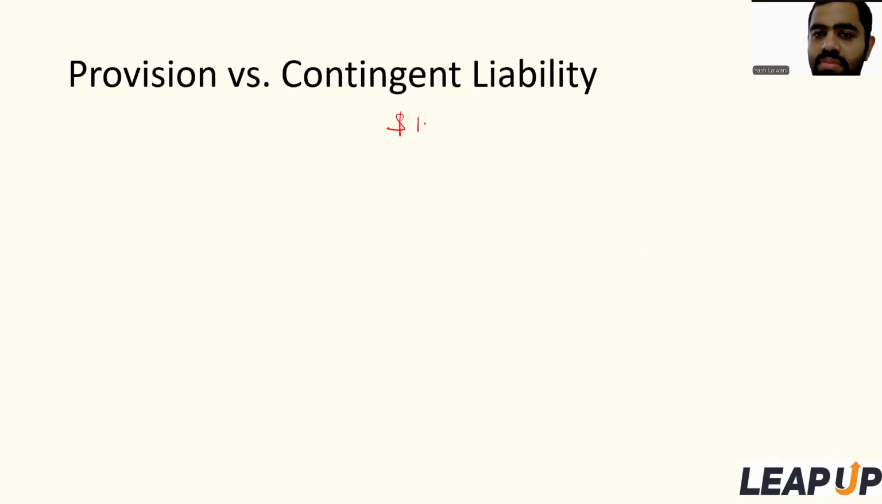Let's say a firm is facing a lawsuit of $1 million. Now, based on the probability of loss, we would decide whether we will have to record a provision liability or whether we will have to record a contingent liability. If the likelihood of us as a firm losing the lawsuit is greater than 50%, let's say the lawyer says that the probability is 70% that we would lose around 700K, that is 700,000, then we would record a provision.